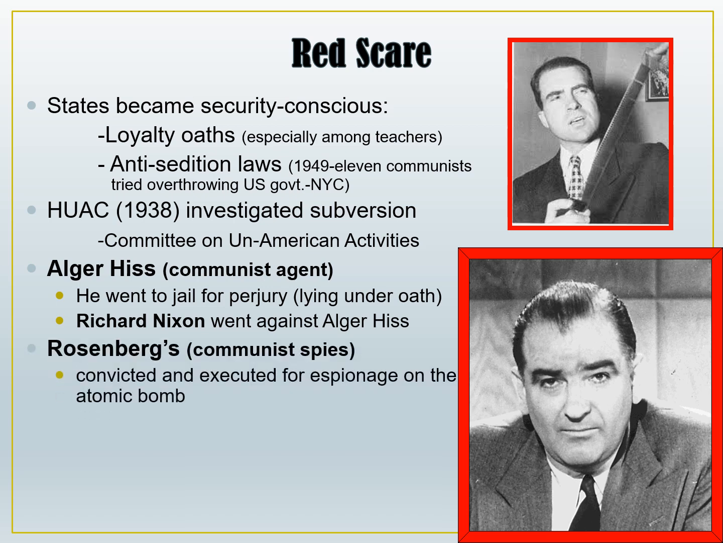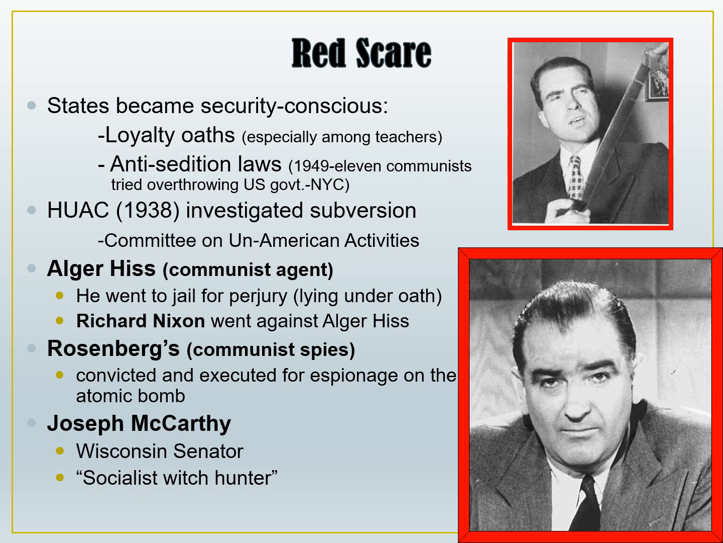The Rosenbergs were spies. They were both scientists for the Manhattan Project, and they were caught leaking secrets to making the atomic bomb to the Soviet Union. And they will be tried, they will be convicted, and they will be executed for espionage. Joe McCarthy was known as the socialist witch hunter. He's a senator from Wisconsin. He's a World War II vet. And he goes on a tear saying he's going to find all of these people in the State Department who are communists. He doesn't find a one. It actually becomes kind of a joke.